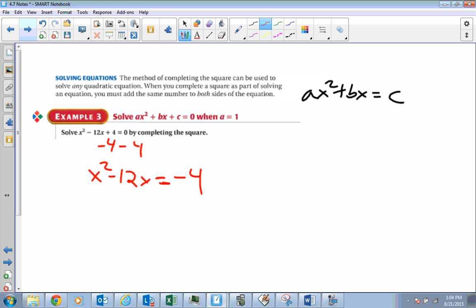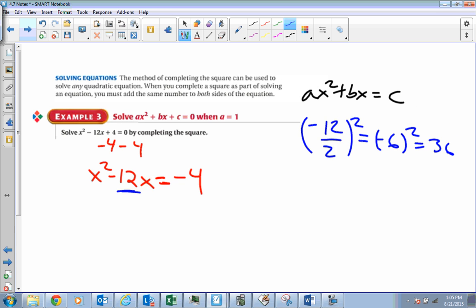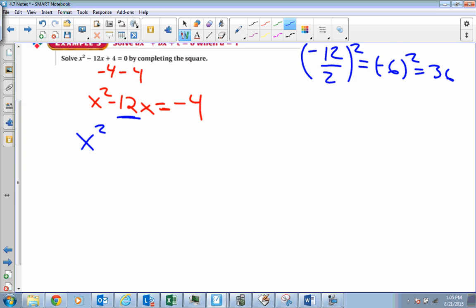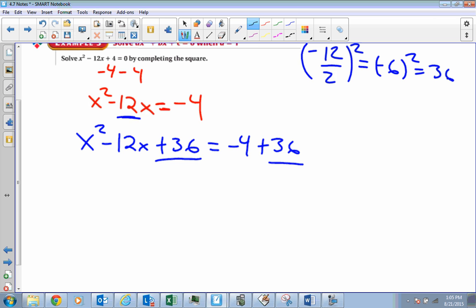Okay. Then we're going to complete the square. So we're going to use our term b, it's -12. So we're going to do -12 divided by 2 squared, which is (-6) squared, which is 36. So we're going to add 36 to both sides, because what you do to one side, you have to do to the other. So we're going to add 36 to this side, and we're going to add 36 to the other side as well.